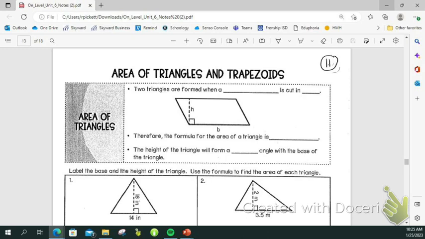Two triangles are formed when a parallelogram is cut in half. So if you look at this parallelogram and you think about us cutting it in half, that creates two different triangles. We have this bottom triangle and the top one.